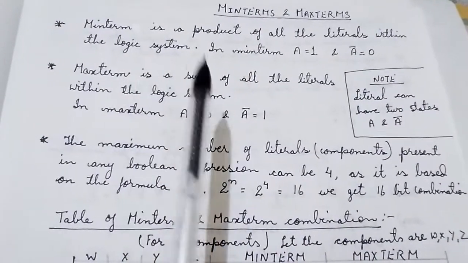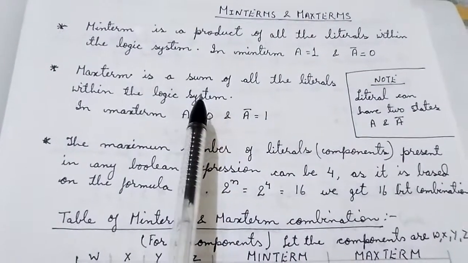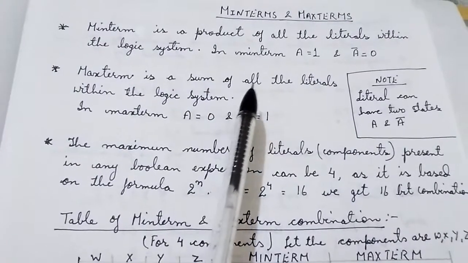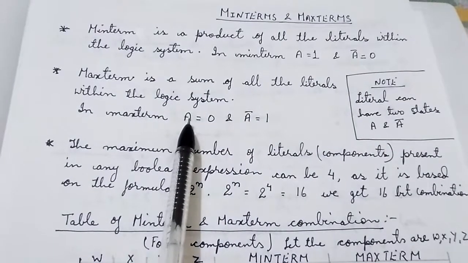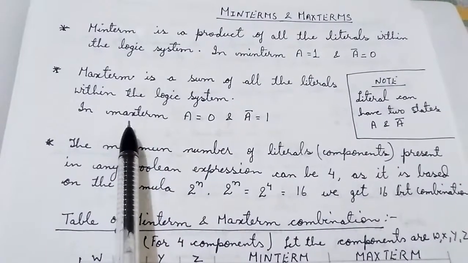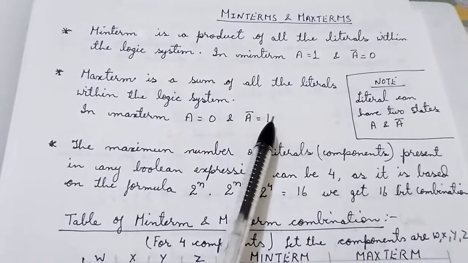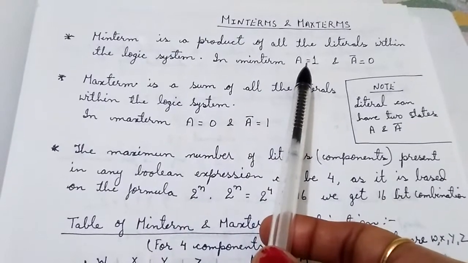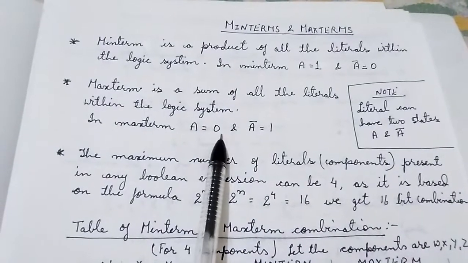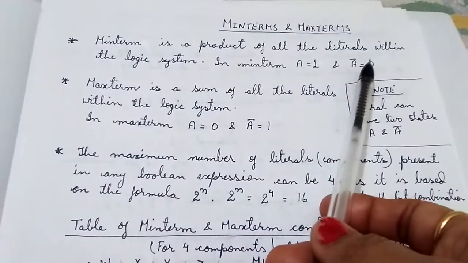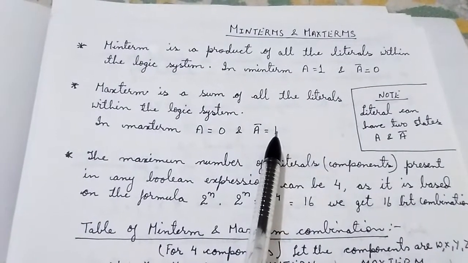Max term is a sum of all the literals within the logic system. Sum of all the literals means x plus y plus z. Here we are taking the term as a, then in max term a equals 0 and a bar equals 1. It is just the opposite of min term. In min term a equals 1, in max term a equals 0. In min term a bar equals 0, in max term a bar equals 1.